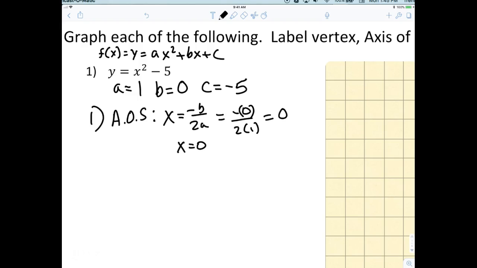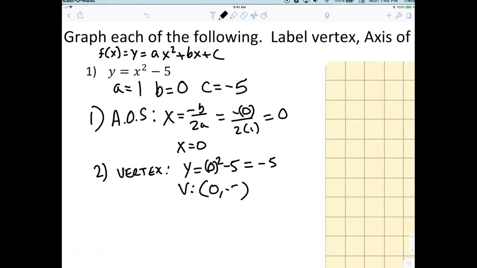All right, step 2, I'm now going to find the vertex. So vertex: y equals 0 squared minus 5 equals, what's 0 squared minus 5? Negative 5. Thank you very much. So the vertex is what? Good. 0, negative 5. Because the vertex is a point. The vertex is a point. Do we have any issues with that?